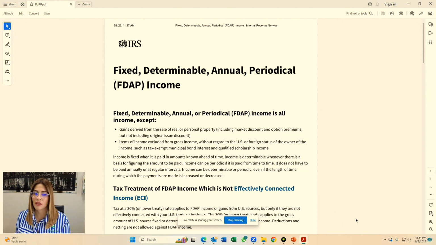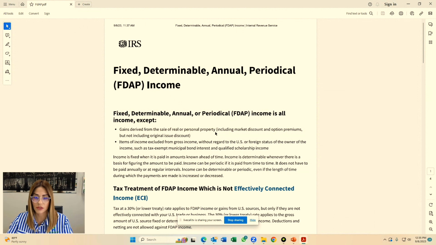So let's start with FDAP income, okay? I'm going to just talk about a few things on here. I'm not going to read through the whole paper because that would be quite boring. But you can definitely go back and read through it, digest it, read it again, and learn it, okay? So let's start here. Fixed, determinable, annual, periodic is income except gains derived from the sale of real or personal property.